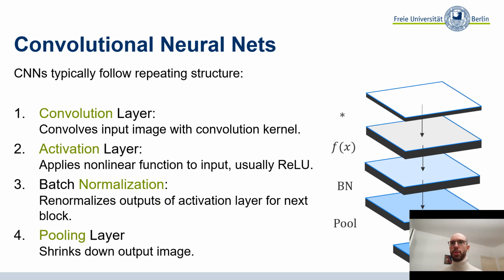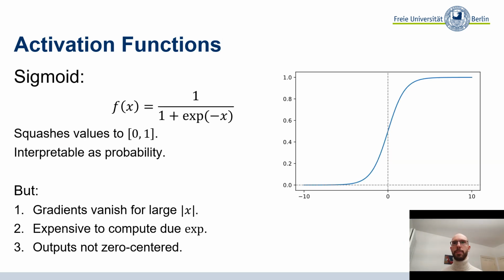Another very important contribution is batch normalization. Actually, this also helps with networks that consist only of linear layers with sigmoid functions. What these do is renormalize the outputs of activation layers for the next block. We'll look into that in a second. And finally, we also have pooling layers, which have the function of shrinking down our output images. Basically, the idea is decoupling the convolution and the downsampling. Okay, let's look into that.